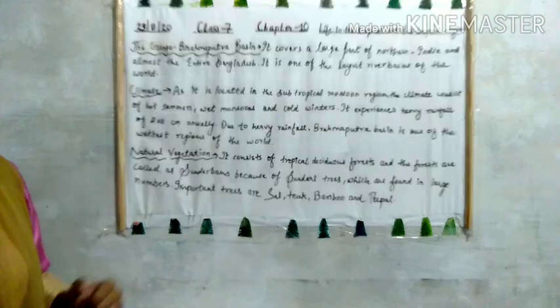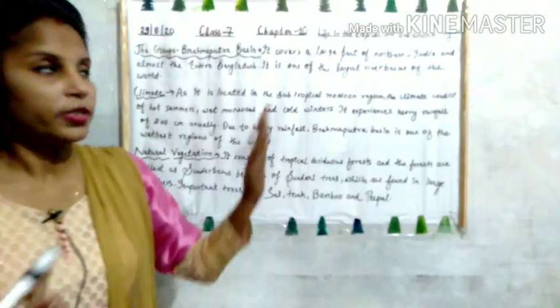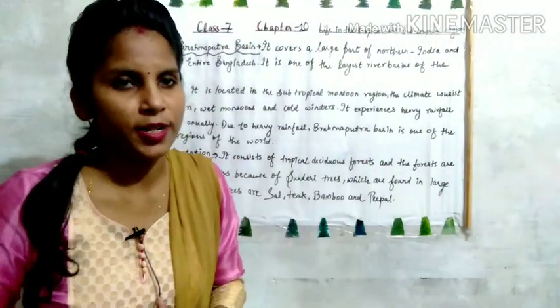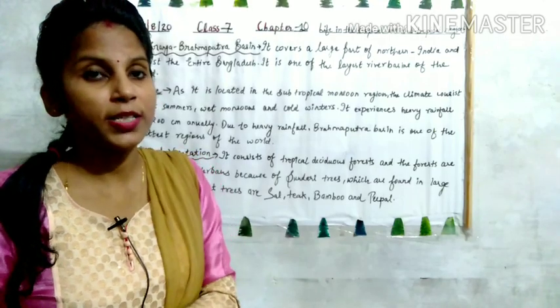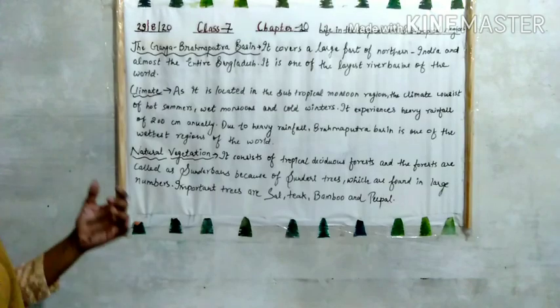Now after climate, let us see the natural vegetation, the plant life of this subtropical region. It consists of tropical deciduous forests. So here the tropical deciduous forests are found such as sal, teak, peepal and bamboo.